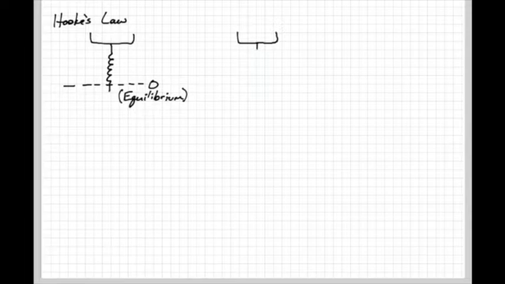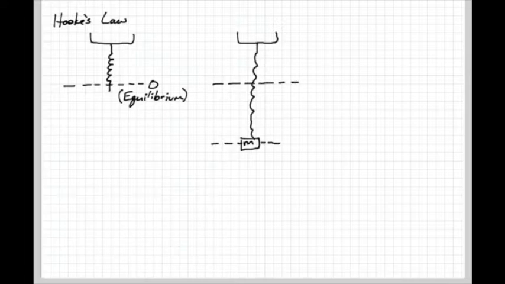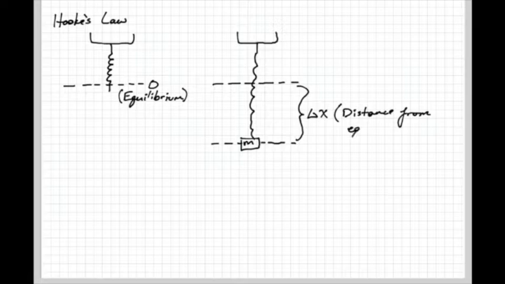Now, if I were to hang a box or some mass to this spring, it's going to stretch the spring out some distance. We're going to call it delta x or change in x, but it's referencing the distance the spring has stretched from equilibrium.